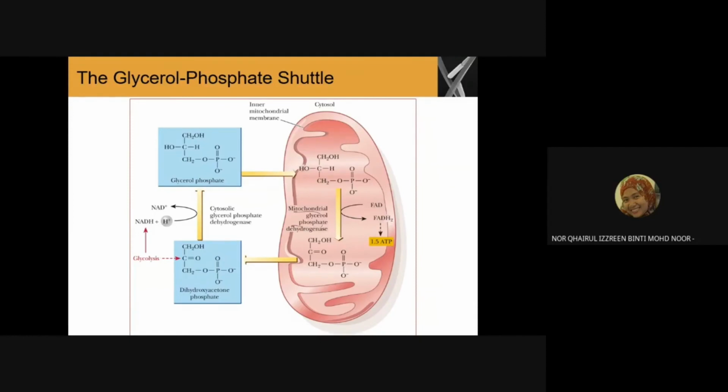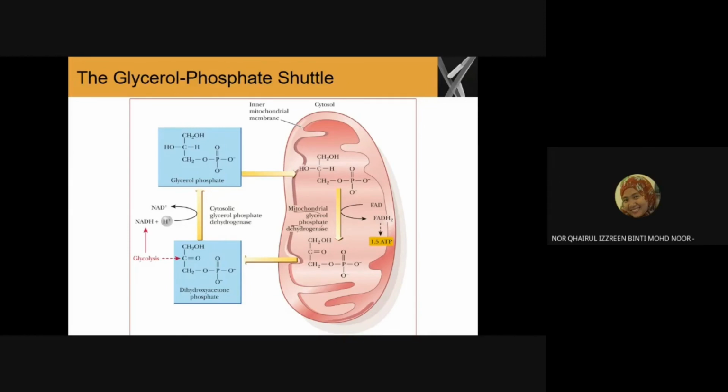But if we use the glycerol phosphate shuttle, we skip complex number 1, because the electron from NADH in glycolysis is passed to glycerol phosphate. Glycerol phosphate crosses the mitochondrial membrane, and then that electron is picked up by FAD, becoming FADH2. FADH2 continues with complex number 2 of the ETC. That is why it skips complex number 1, because complex number 1 is for NADH.